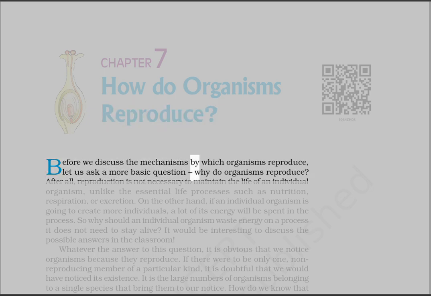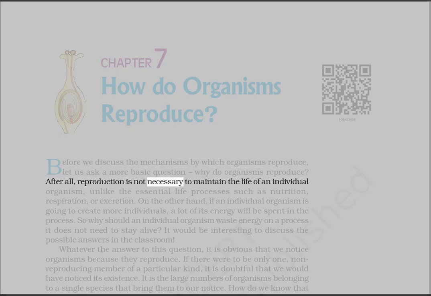Before we discuss the mechanisms by which organisms reproduce, let us ask a more basic question: why do organisms reproduce? After all, reproduction is not necessary to maintain the life of an individual organism, unlike the essential life processes such as nutrition, respiration, or excretion. On the other hand, if an individual organism is going to create more individuals, a lot of its energy will be spent in the process. So why should an individual organism waste energy on a process it does not need to stay alive?